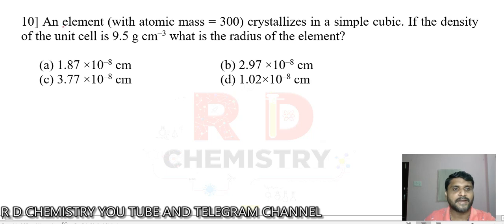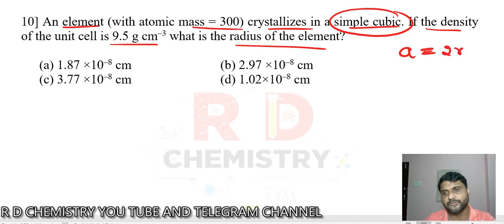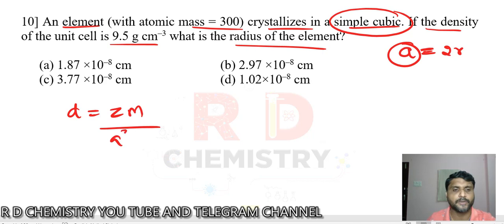Question number 10. An element with atomic mass 300 crystallizes in a simple cube. If the density is given, what is the radius of the element? They have given simple cube. For the simple cube, 2 times the radius is equal to edge length A, so A is equal to 2R. So what we need to calculate is the edge length A. Density formula: Z M divided by A cube Na, correct? Therefore, A cube is equal to Z M divided by D into Na.